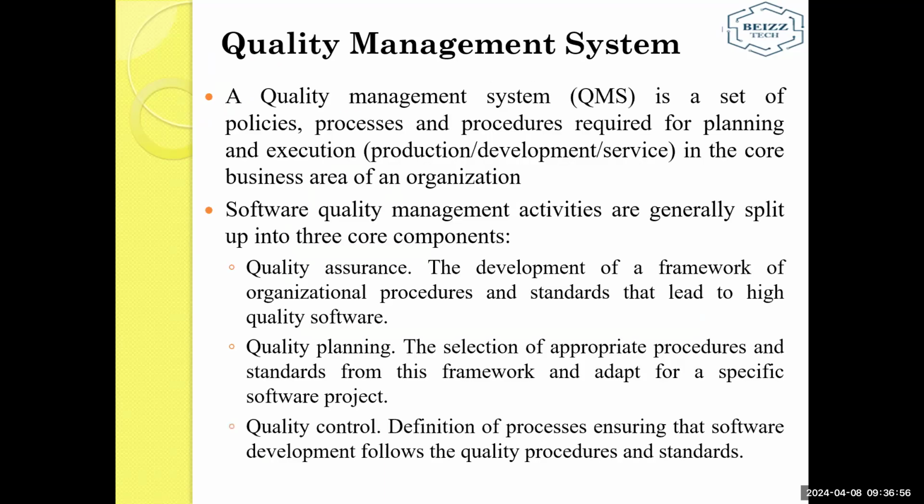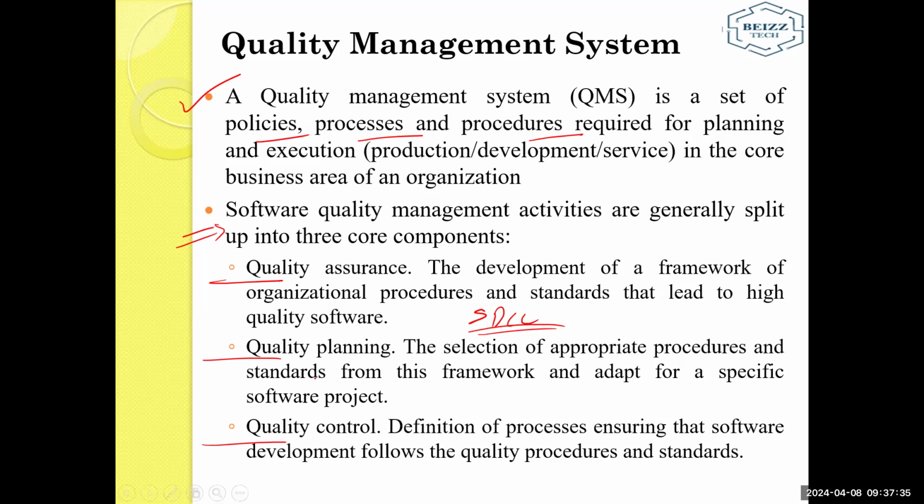Okay, so what is quality management system? You can see it is a set of policies, processes, procedure required for planning and execution, production development service in core business area of the organization. So every organization has their own management system and it includes three different components: assurance, planning and control. Assurance means it's the development of the framework of organizational procedure and standard that lead to high quality software. So it's all about complete life cycle. We are able to do this quality assurance process.